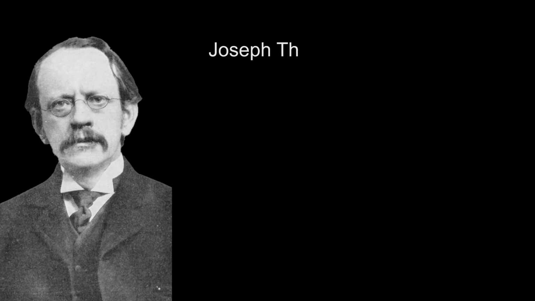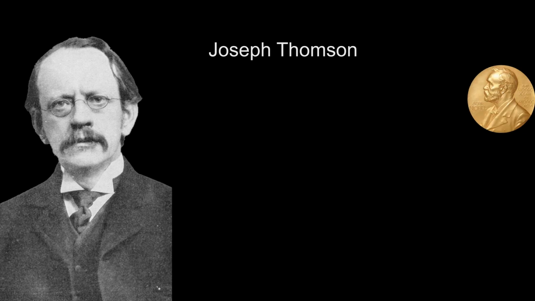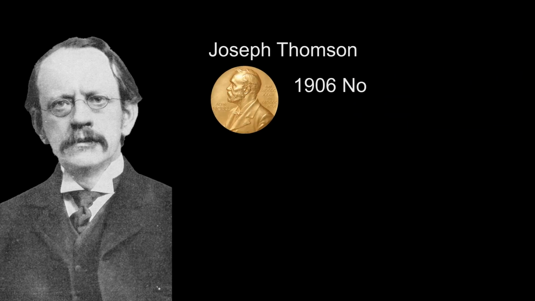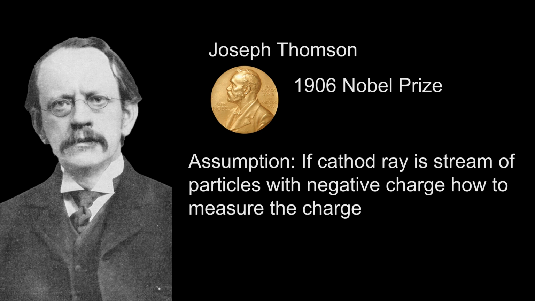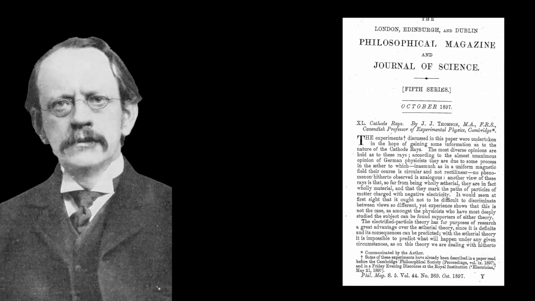But it was in 1897 that Joseph Thomson, 1906 Nobel Prize winner, assumed: if cathode rays are charged particles, how do we measure the mass to charge ratio? Well, at that time it wasn't possible to measure the charge of the particle or the mass of them individually and separately. But the measurement of the mass to charge ratio could have been done with a few experimental techniques that we are going to demonstrate.